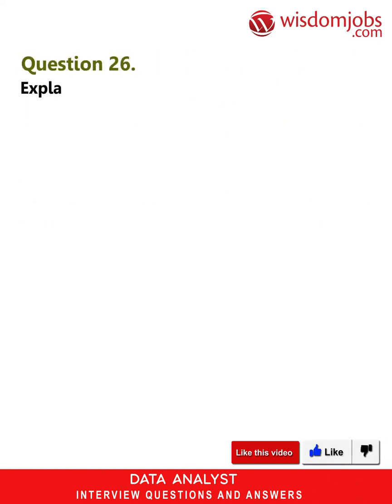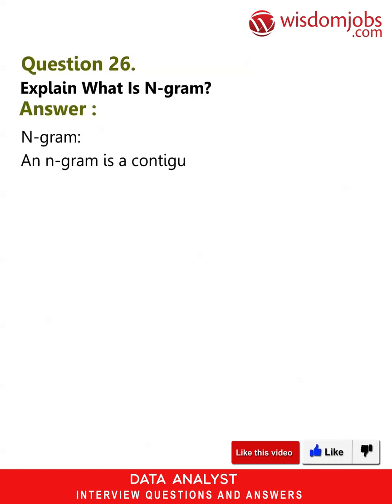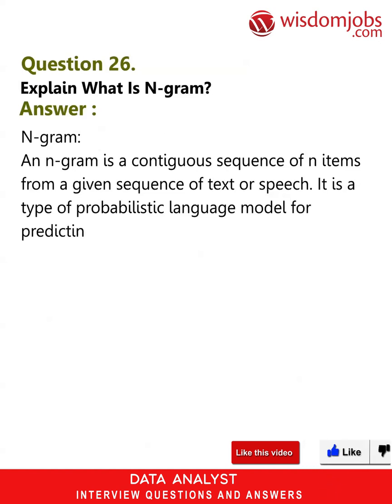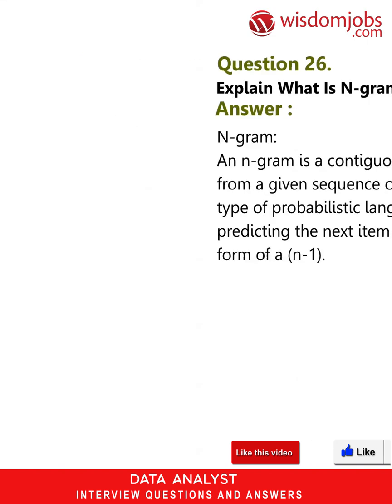Question 26. Explain what is n-gram? Answer. An n-gram is a contiguous sequence of n items from a given sequence of text or speech. It is a type of probabilistic language model for predicting the next item in such a sequence in the form of an (n-1)-order model.